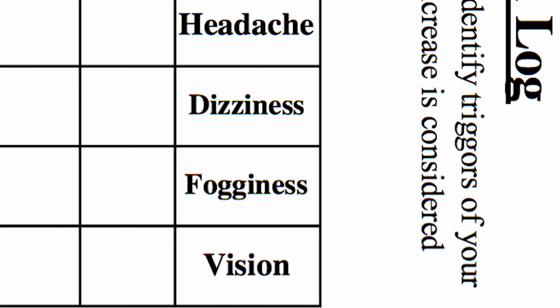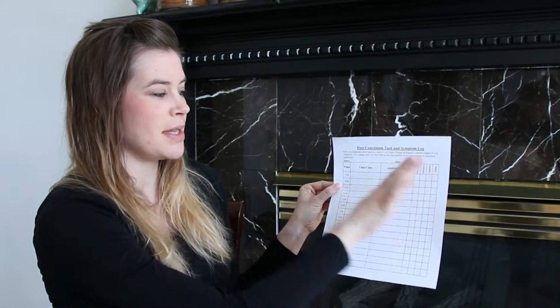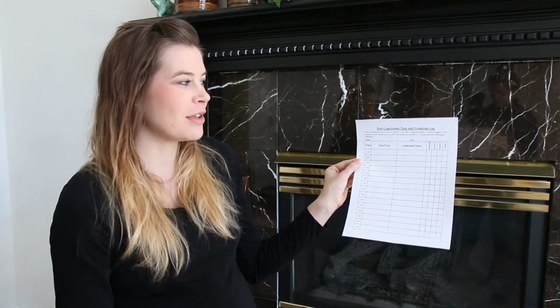And then here they are just rating their symptoms again: headache, dizziness, fogginess, and vision on that 1 to 10 point scale. When they get up in the morning, they need to rate their symptoms, and that acts as their baseline for their symptoms. A 2 to 3 point increase is considered a significant increase and would indicate to the student that they would need to take a break at that time.